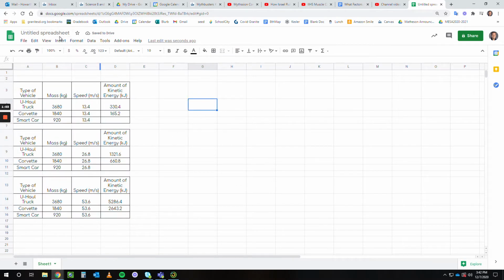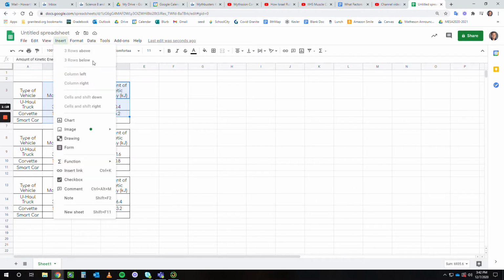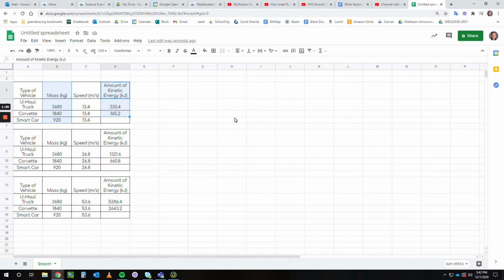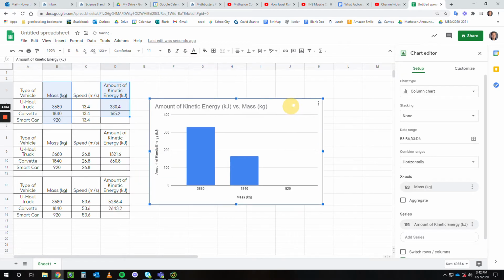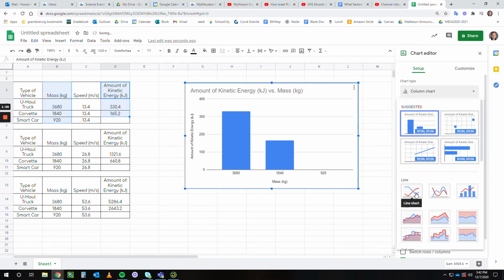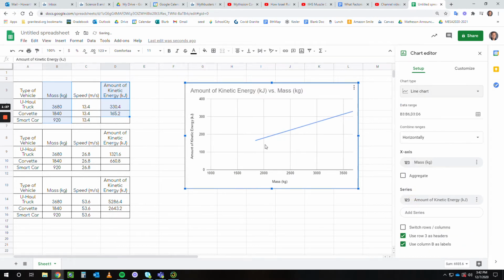When I can do that, I'm going to go ahead and insert a chart. But before I do that, I'm going to go ahead and highlight because I'm going to want mass on the x-axis. I'm going to hold down Control on my computer, and I'm going to go ahead and highlight amount of kinetic energy. I'm going to do Insert Chart. Now I don't want this column chart, I want a line graph. You can see right here I now have a line, mass versus kinetic energy. And you can tell me that's trending upwards or it's getting bigger.